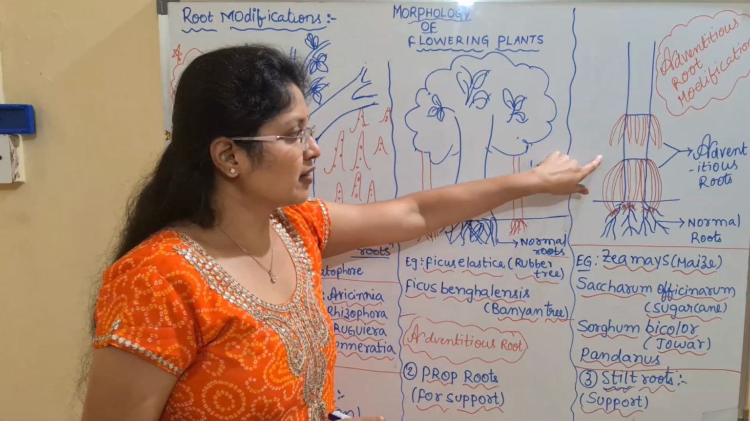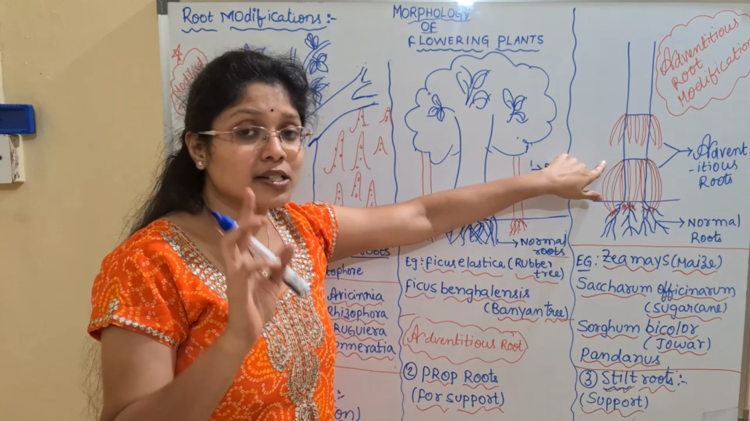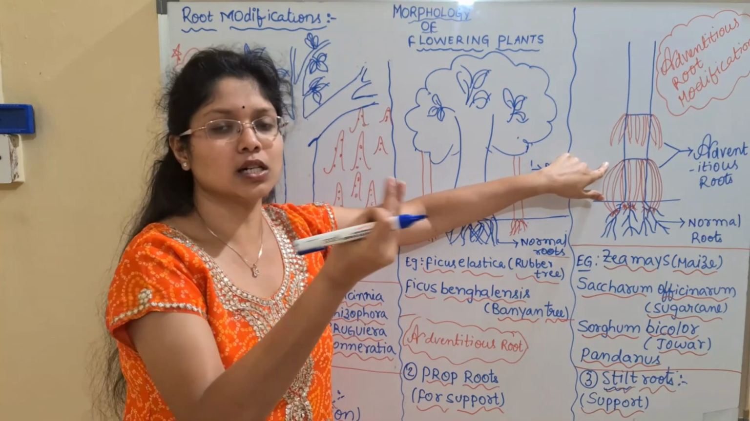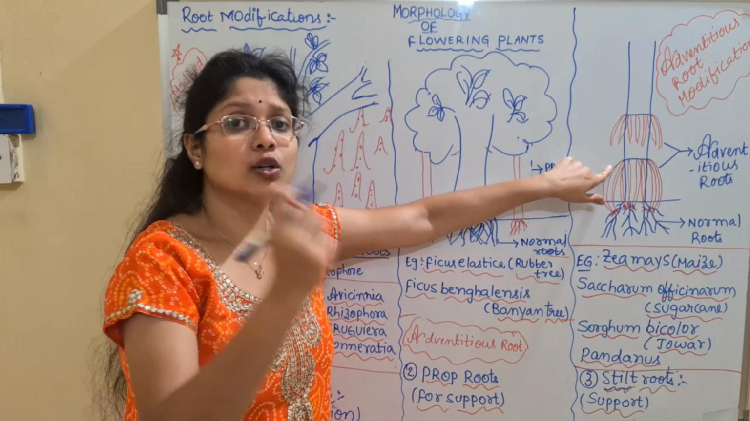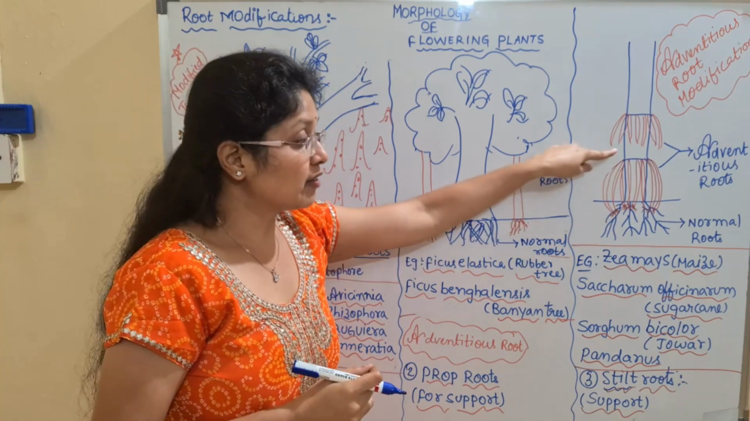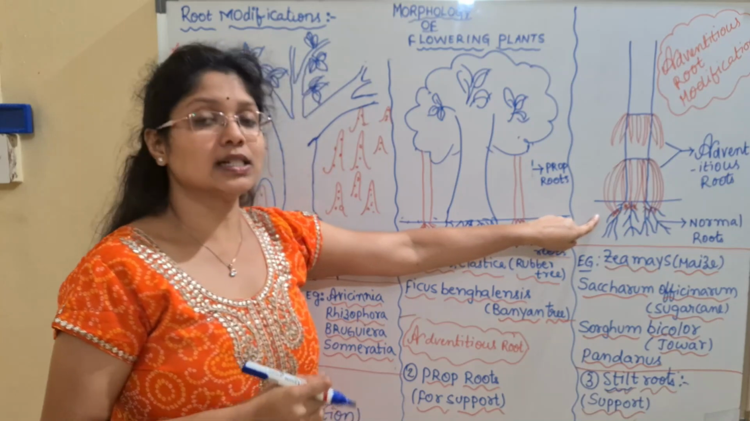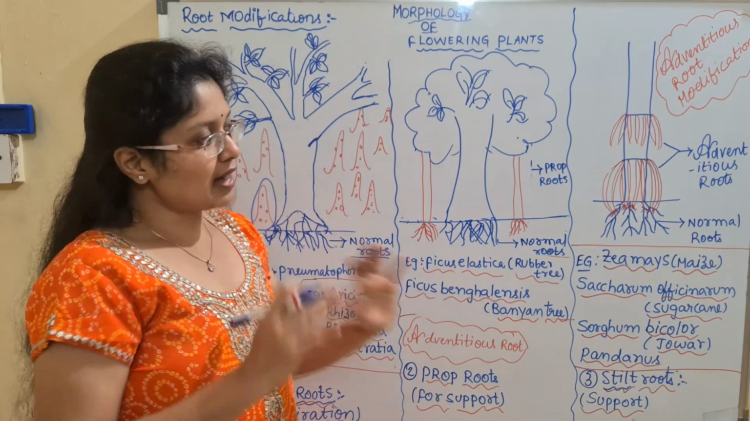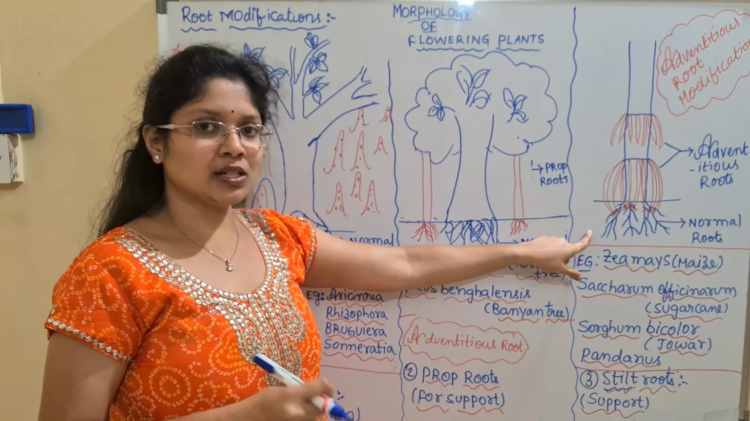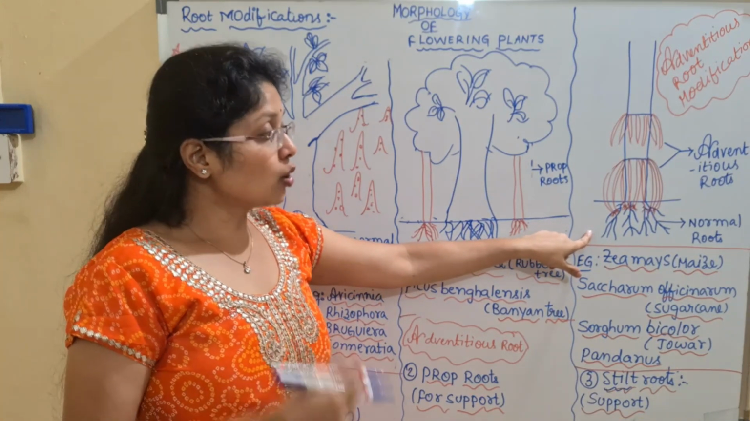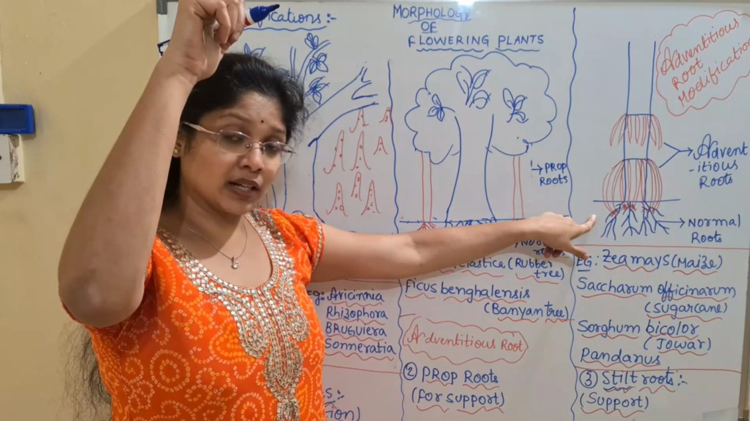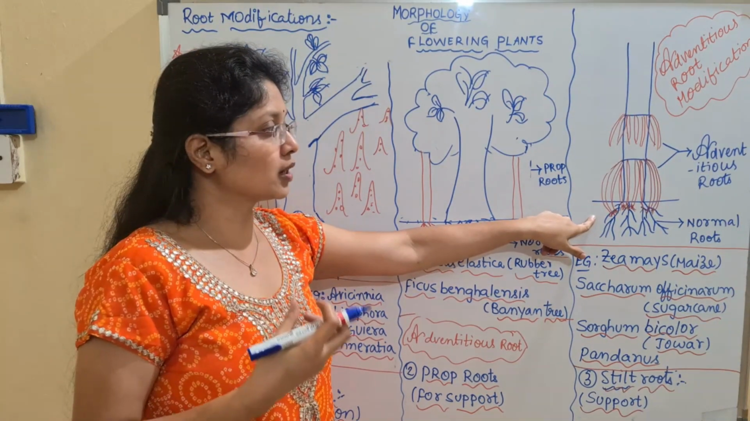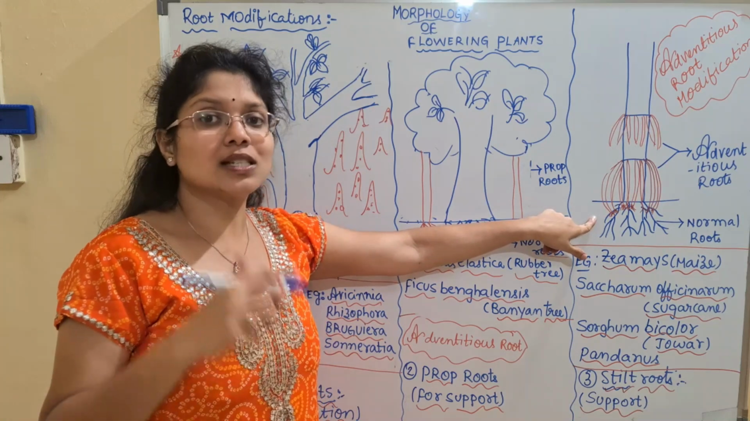Whatever adventitious roots are present are generally seen attached in a wall-like, circular fashion around the node of these plants, and they grow downwards, reach the soil, and give support. So we have fibrous roots for absorption and anchorage. Along with that, we have extra support from the aerial side, and these extra support roots are said to be the stilt roots.